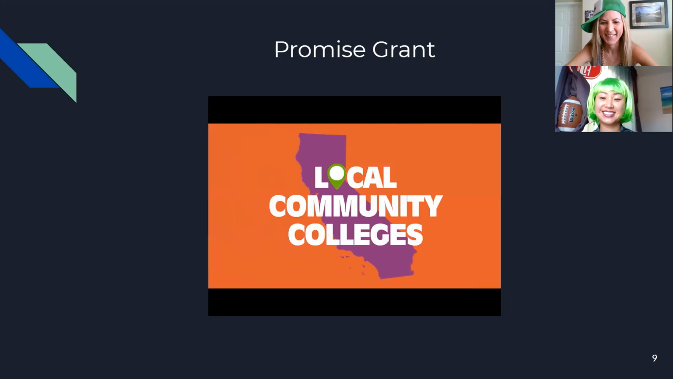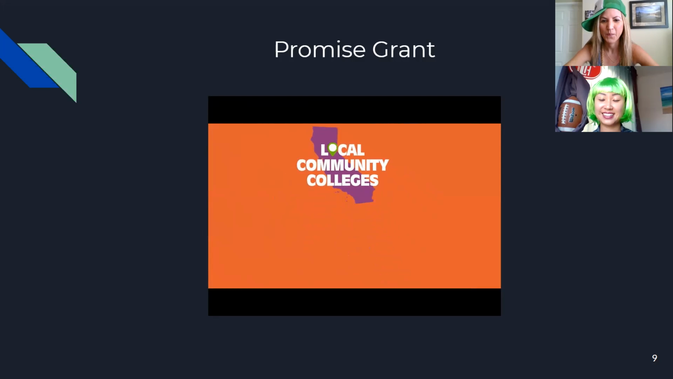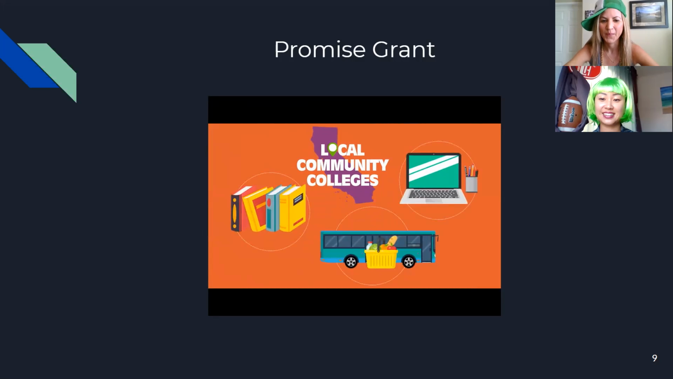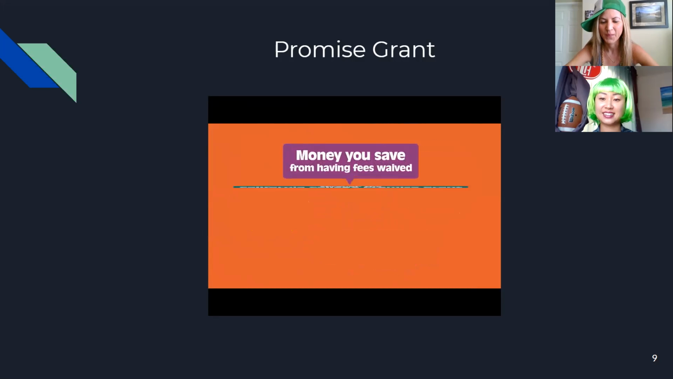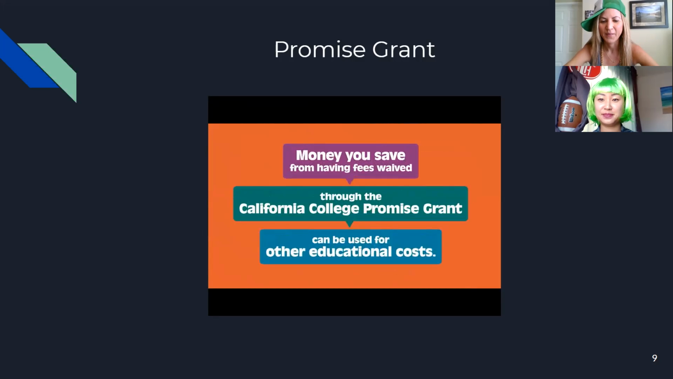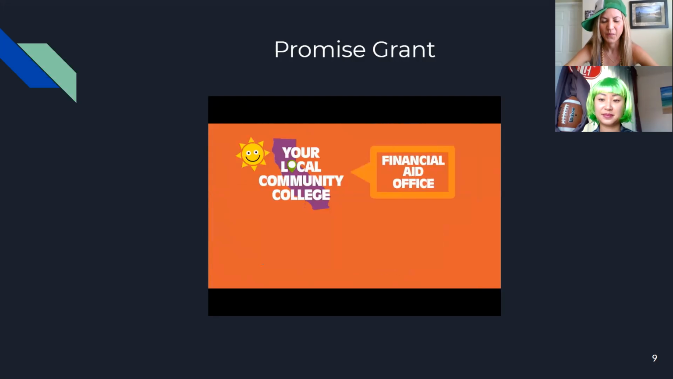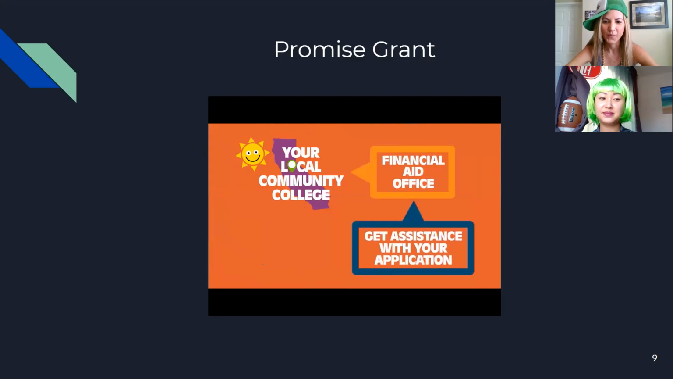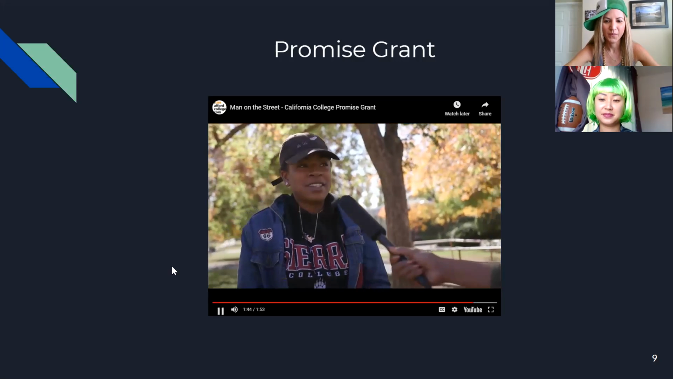In addition, many of our local community colleges offer their own promise partnerships to help also pay for books, supplies, and other expenses. And many local promise programs even cover tuition fees if you don't qualify for the California College Promise Grant. Check with your financial aid office to see what's available and get assistance on completing your application. Why not take advantage of what's given to you?